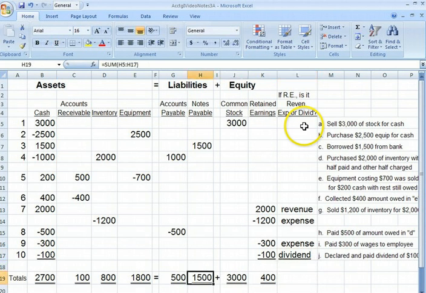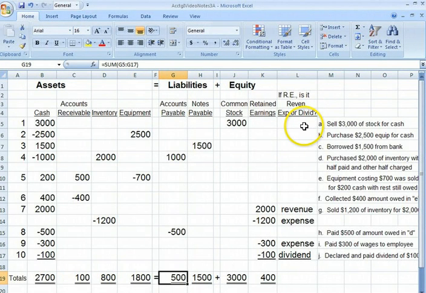Finally, let's look and make sure that our balance sheet does indeed balance. At the end of this little exercise, the cash is $2,700, the accounts receivable is $100, that's up to $2,800. Inventory adds another $800, that gets us up to $3,600. Equipment is $1,800, so that would be $5,400 over here as the total of the asset side, if you add these four numbers together.